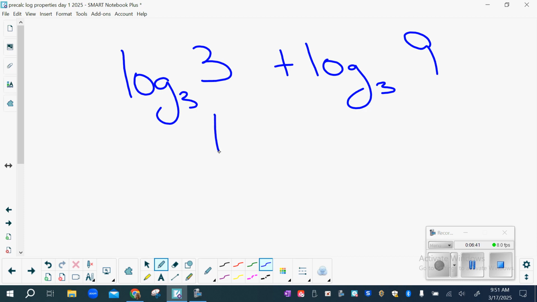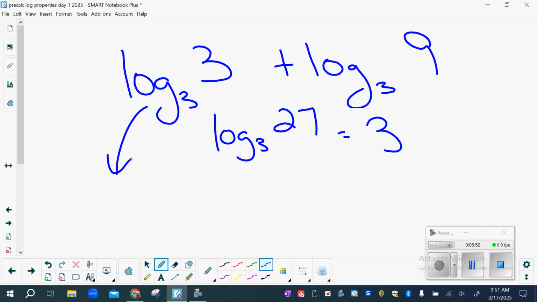One way is to do this. Log base 3 of 27. 3 to the what gives me 27? 3. Here's another way. Log base 3 of 3 is 1. Log base 3 of 9 is 2. 1 plus 2 is 3. Okay, we're good. Next property.